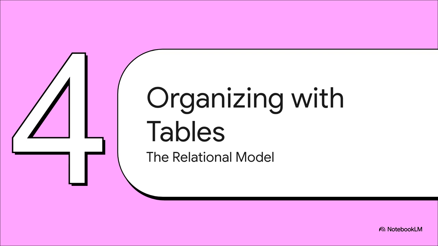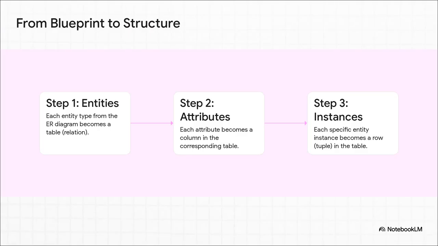We're going to translate that ER diagram into the most widely used database structure out there, the relational model. And the translation from our blueprint is super intuitive. It works like this. Each of those entities we identified, like student, becomes its very own table. Each attribute we defined, like a student's name, becomes a column in the table. And each specific person or thing, like John Smith himself, becomes a single row of data.